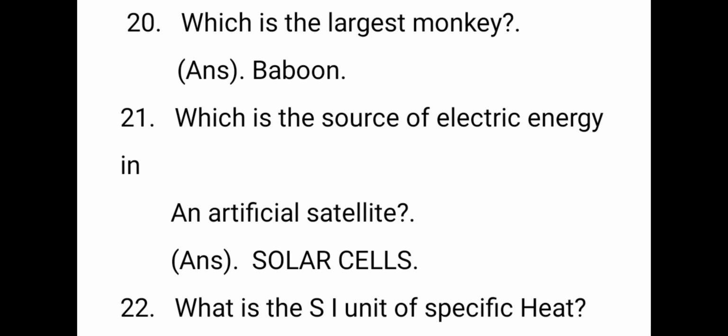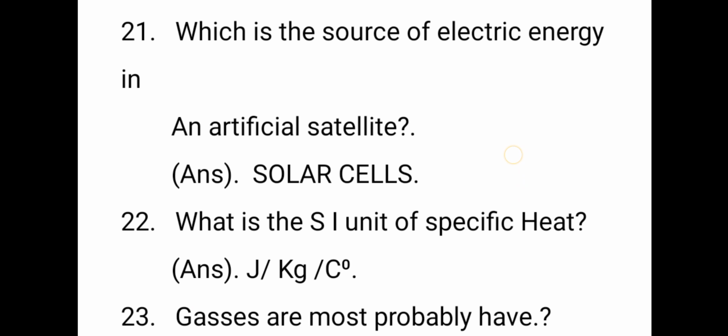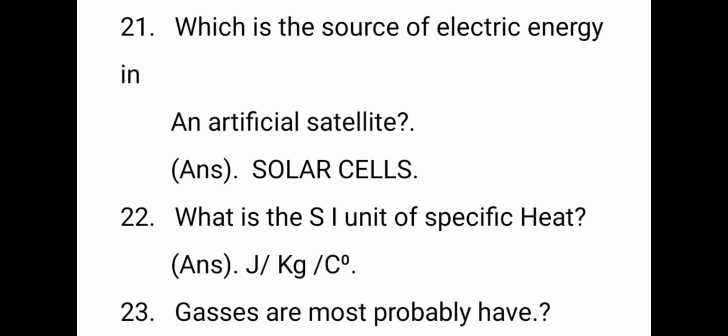The next question. Which is the largest monkey? The right answer is baboon. The largest ground-dwelling monkey, with a long dog-like snout and large teeth. Which of the following is the source of electric energy in an artificial satellite? Solar cells, or photovoltaic cells, which are made up of silicon.